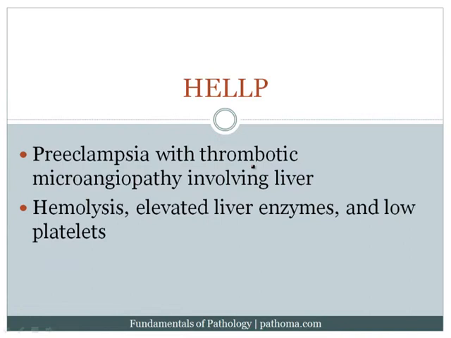Now, what do we say here in your text? We say that it's preeclampsia with thrombotic microangiopathy involving the liver. There's hemolysis, elevated liver enzymes, and low platelets, which basically the name tells you.